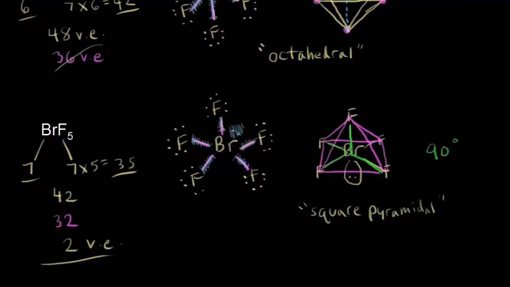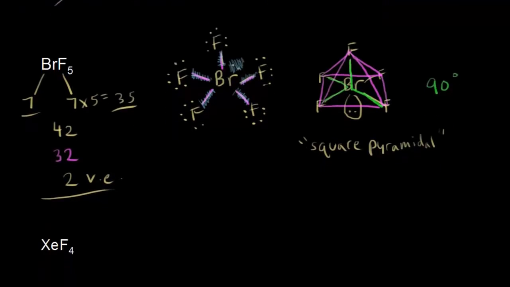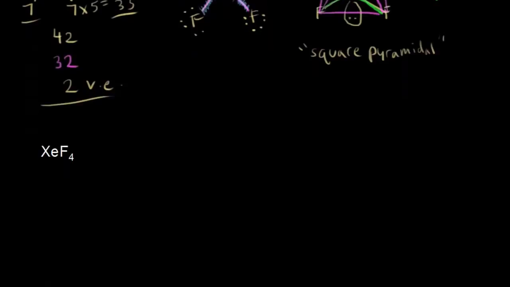All right, let's do one more example of 6 electron clouds, and this is xenon tetrafluoride. So we need to find our valence electrons. Xenon is in group 8, so 8 valence electrons. Fluorine is in group 7, so 7 valence electrons times 4 gives me 28. 28 plus 8 gives me 36 valence electrons.